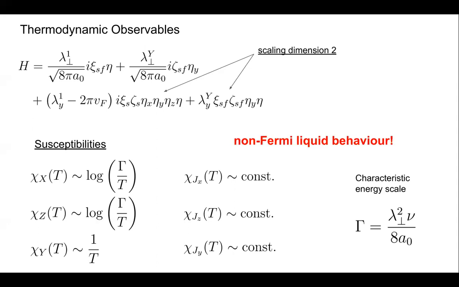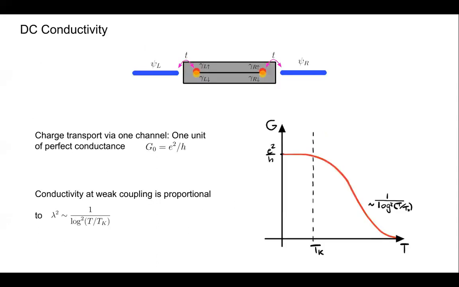So non-Fermi liquid behavior, great. And the last thing I want to show is the DC conductivity. We found that at zero temperature, we have one unit of perfect conductance, so we have transport via one channel. And in the regime of high temperatures, our conductivity goes like 1 over the log square root of T over T_K, where T_K is the Kondo temperature.